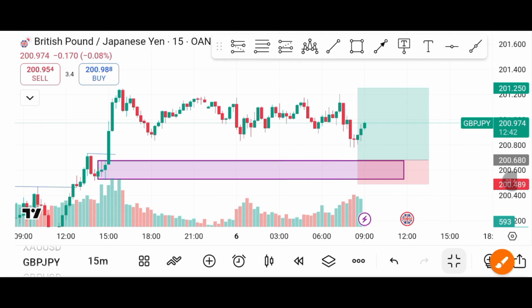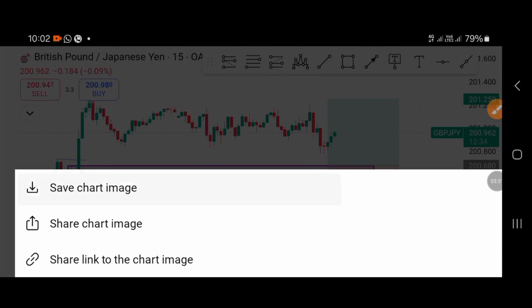I'm going to take a picture from my thumbnail and send it to my Telegram community as well. I'm actually seeing this trade playing out, so we'll just take a picture right away.